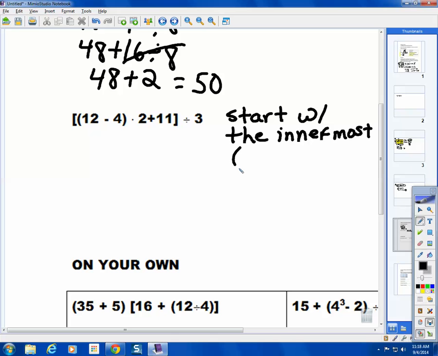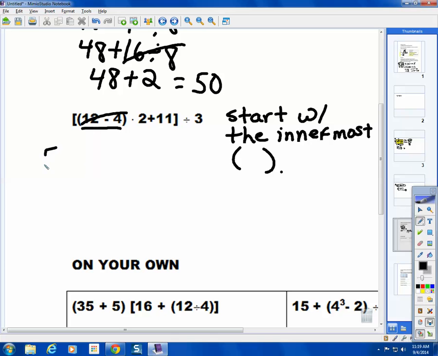Start with the innermost set of parentheses. Okay. So right here, guys, do you agree that 12 minus 4 is inside those brackets right there? Yep. Okay. So I need to start with 12 minus 4. So this 12 minus 4 is going to turn into what value? 8. So here's how I'm going to rewrite this.